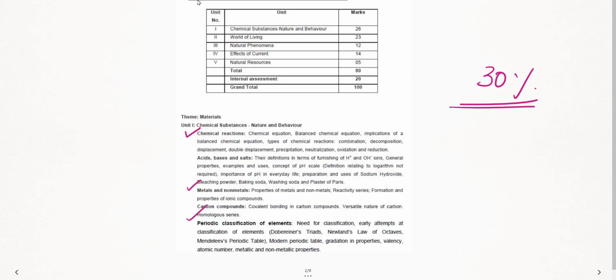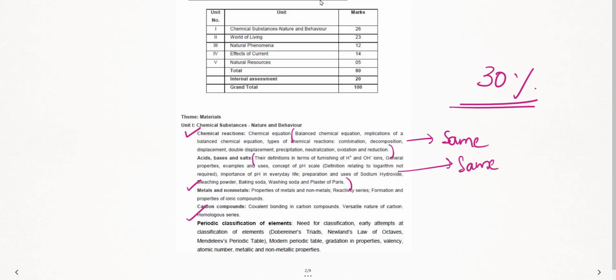Let's see that. Okay. Here, first thing, chemical substances, nature and behavior. In this chapter, when I take chemical reactions, everything is the same, starting from the balanced chemical reaction till oxidation and reduction. There is no change in the chapter. Now when I go to the next chapter, acids, bases and salts, as I said, everything is the same like last year. There is no change till pH. So for the second chapter also, everything you need to learn, there is no change.